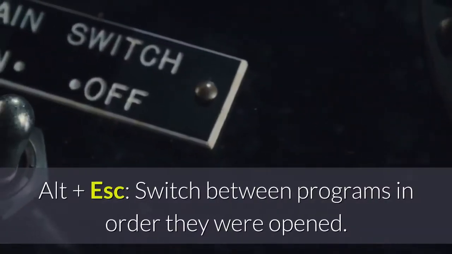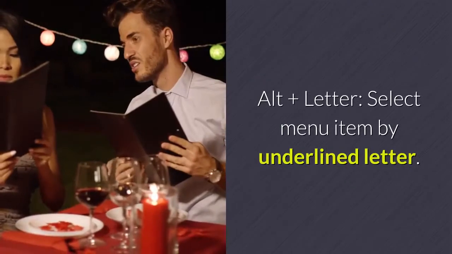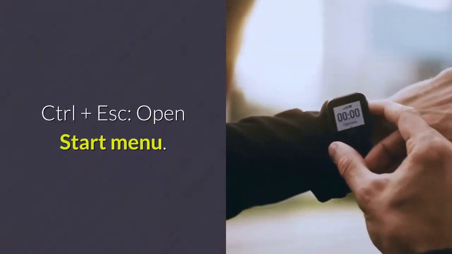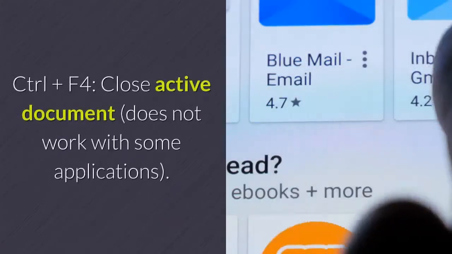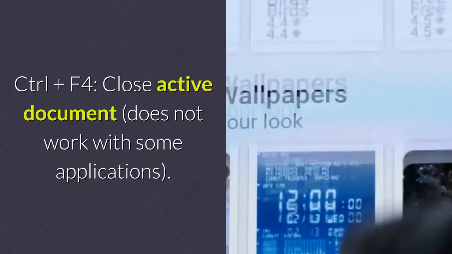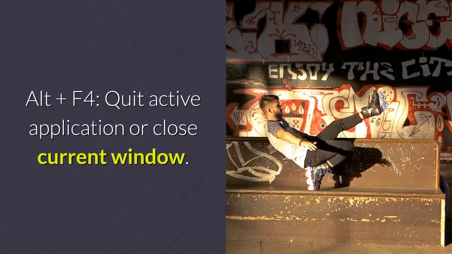Alt plus Esc, switch between programs in order they were opened. Alt plus Letter, select menu item by underlined letter. Ctrl plus Esc, open Start menu. Ctrl plus F4, close active document, does not work with some applications. Alt plus F4, quit active application or close current window.